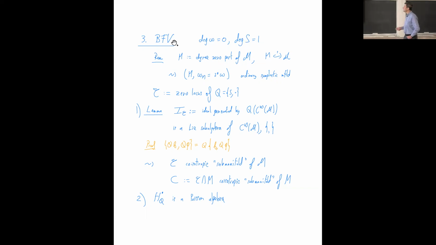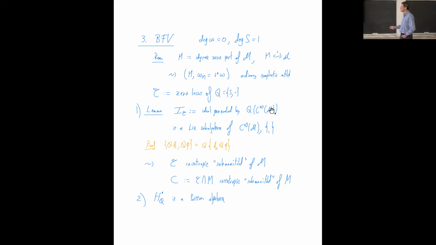Okay, and the immediate lemma you can show is that the ideal generated by the image of Q. The zero locus will typically be singular, so it's not really a submanifold. So instead, I work algebraically. I take its vanishing ideal, which is the ideal generated by functions that are in the image of Q. This is an ideal in your algebra of functions, and it turns out that this is actually a Lie subalgebra with respect to the Poisson bracket.